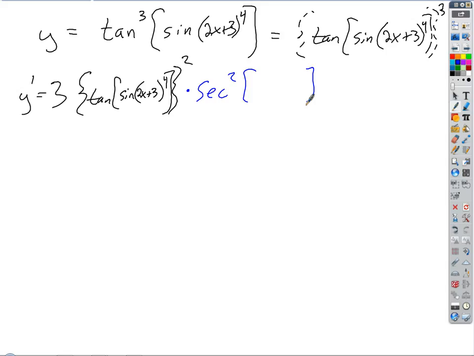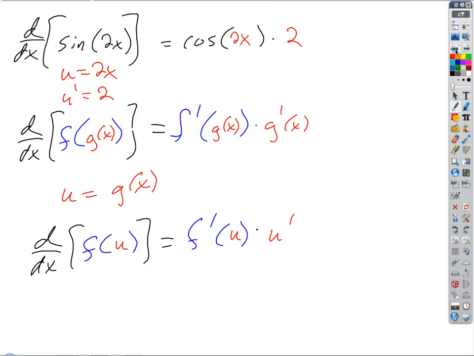Don't you still need to write the 3 and the squared in brackets? What do you mean? No, like the 3 on the outside and the second power. No, because remember, it's f prime of u times u prime. If we went back to the previous page, look what we did. We said f prime of u times the derivative of what's inside.